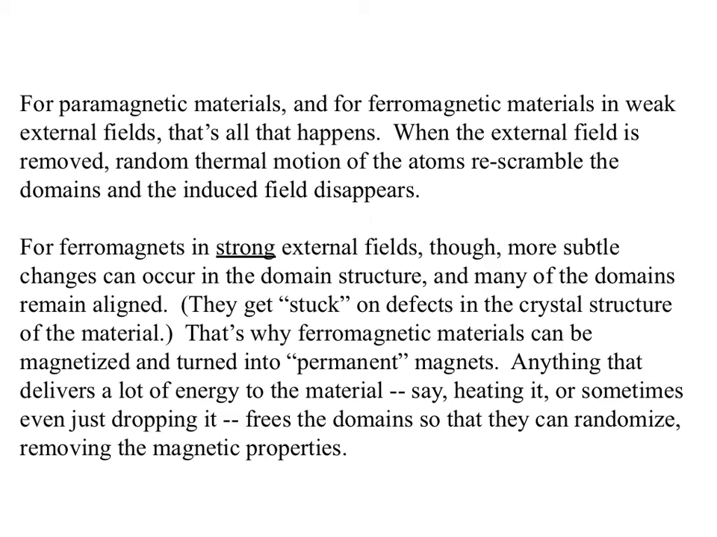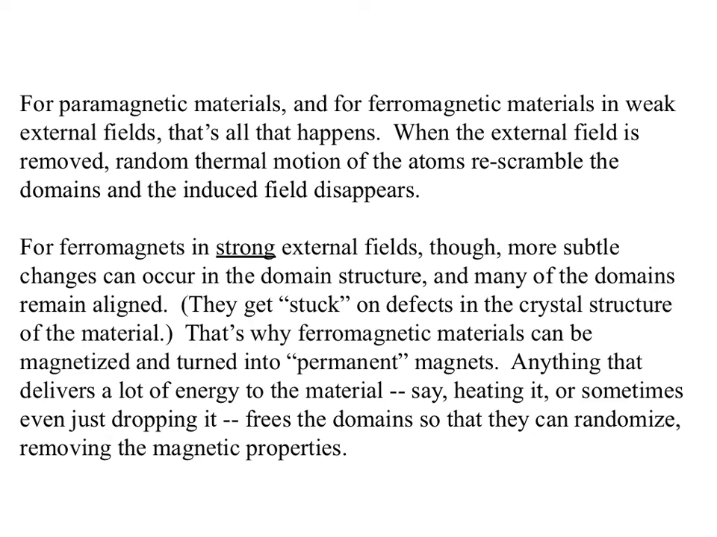For paramagnetic materials and for ferromagnetic materials in weak external fields, that's about all that happens. If you take the external field away, then the random thermal motion of the atoms re-scrambles the domains, and the induced field disappears. So a paramagnet doesn't tend to have magnetism, but it will in the presence of a magnet nearby. For ferromagnets in strong external fields, though, more subtle changes can occur in the domain structure, and many of the domains remain aligned. They get stuck on defects in the crystalline structure of the material. They can't rotate past these little blockages.